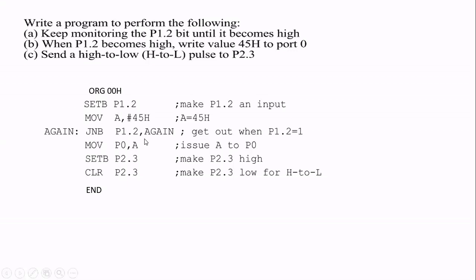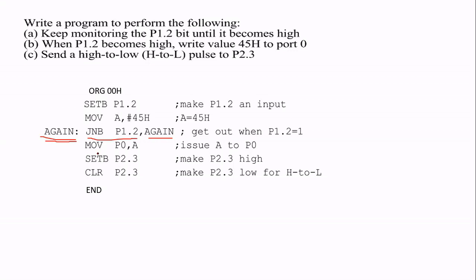I need to jump to a location that is AGAIN. So where is AGAIN? AGAIN is the address of the same instruction. AGAIN is here only. So what do I need to do? Check the bit P1.2. If the bit is not 1, you have to jump to location AGAIN, and AGAIN is the same instruction. That is, I'll make this bit an input port, and I'll be monitoring this bit. Once this bit becomes high, it comes out of this loop.